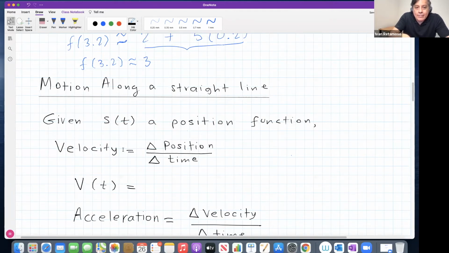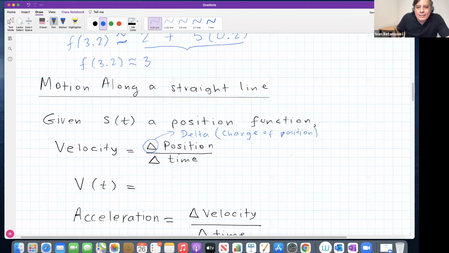Well, then the velocity should be computed as the variation in the position over the variation over time. Remember, this Greek letter delta is used to indicate variation. Delta comes from the Greek alphabet. This means just change of position.